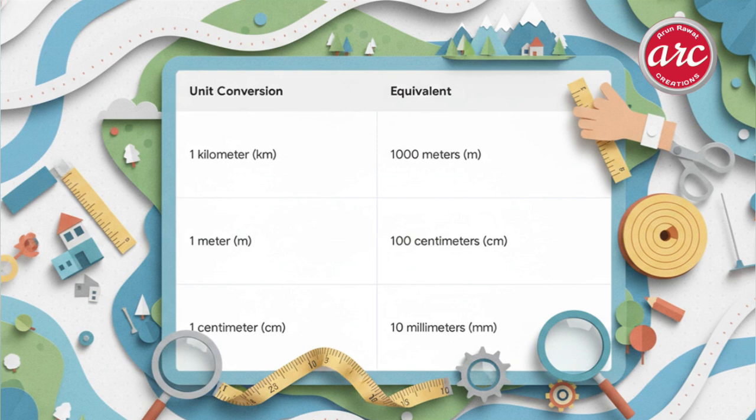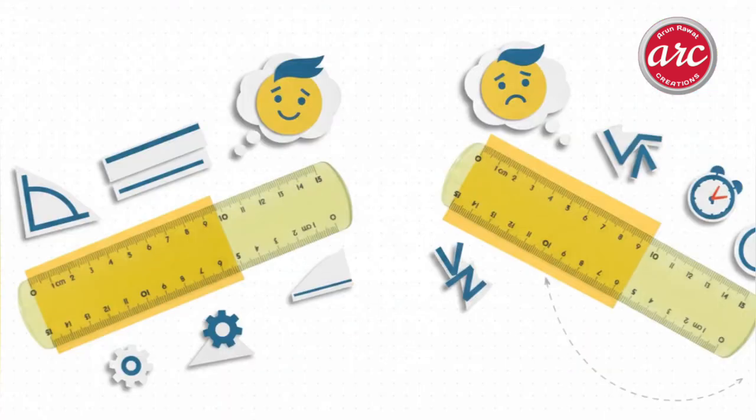For smaller stuff, we chop a meter into 100 little pieces called centimeters, and for super tiny things, we divide one of those centimeters into 10 millimeters. It all just fits together. It's so logical. But remember what Deepa and our friends learned?